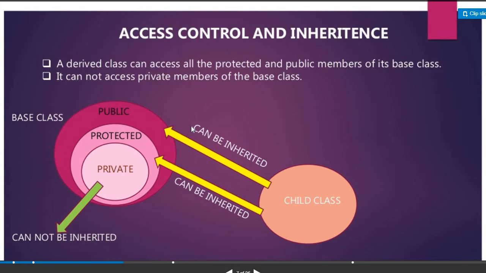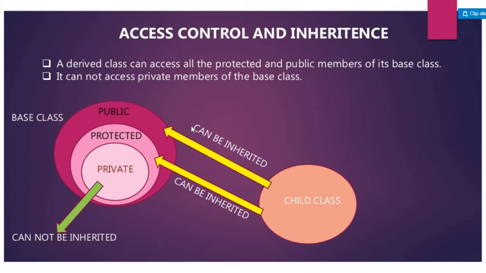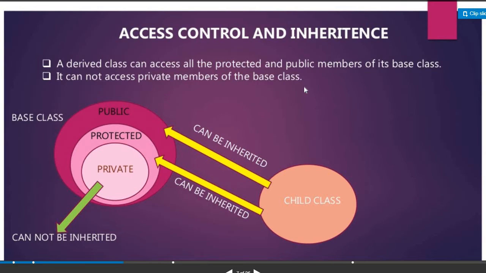A derived class can access all protected and public members of its base class. It cannot access private members of the base class. So private members cannot be inherited, while protected members and public members can be inherited. So this is the base class, and this is the derived class. This is the scenario of how a derived class inherits its properties from the base class.